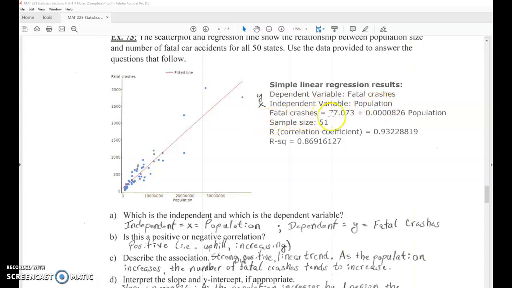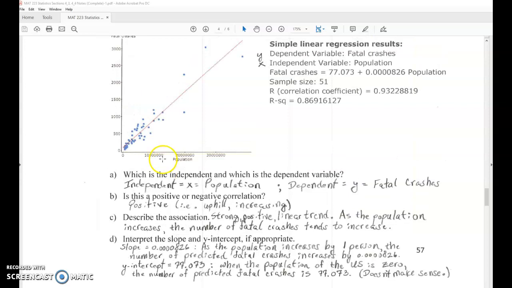So here is the regression equation. Fatal crashes y equals b, the y-intercept, 77.073, plus mx, right? The slope of 0.0000826 times x, the population. We had a sample size of 51 because they also used Washington, D.C. Correlation coefficient of 0.93 indicates a very strong correlation. You can see these fall nicely onto a line.